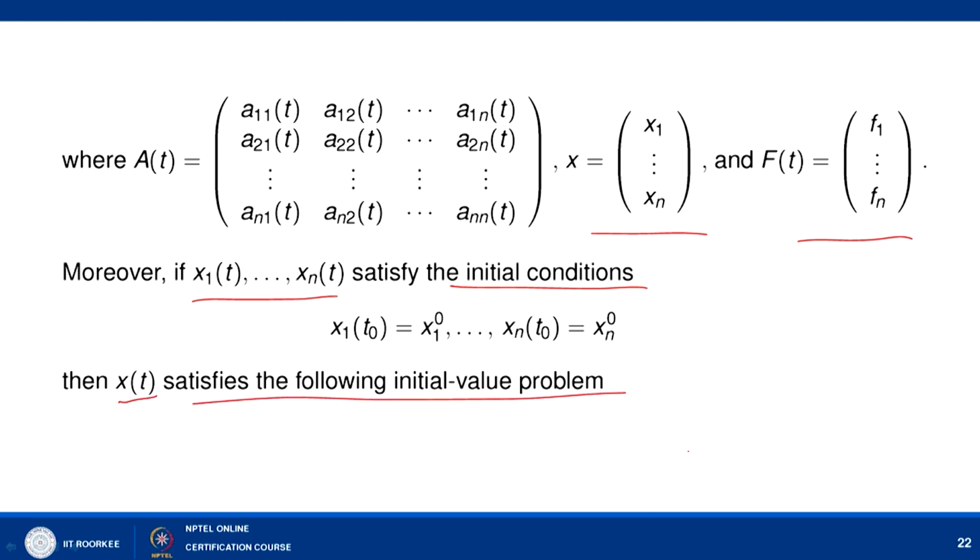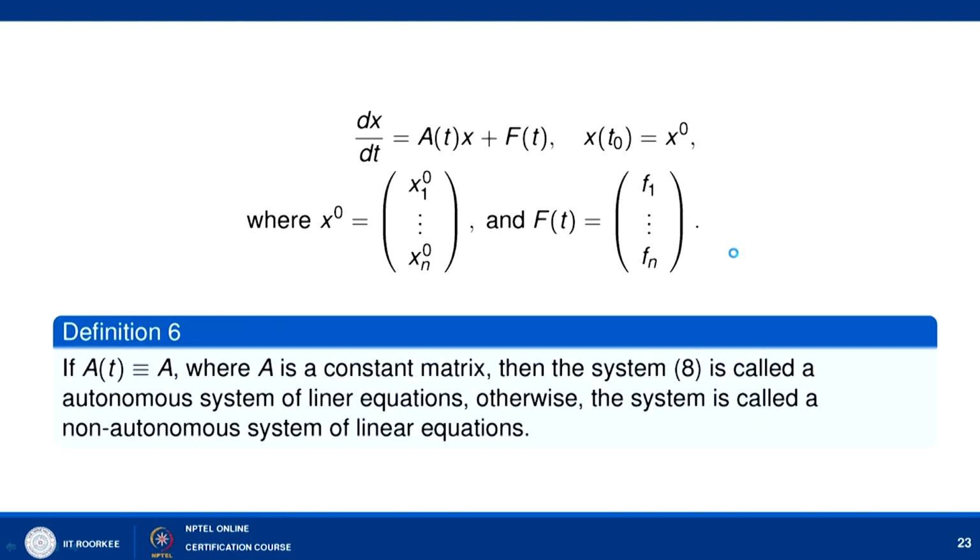Along with the differential equation, if x(t) satisfies the initial condition, then we can say that x(t) satisfies the following initial value problem, that is dx/dt = A(t)x + f(t), such that x(t0) = x0, where x0 is defined as (x1(0), ..., xn(0)) and f(t) is given as the vector valued function (f1, ..., fn). From now onward we use compact notation to discuss the linear system of differential equations.